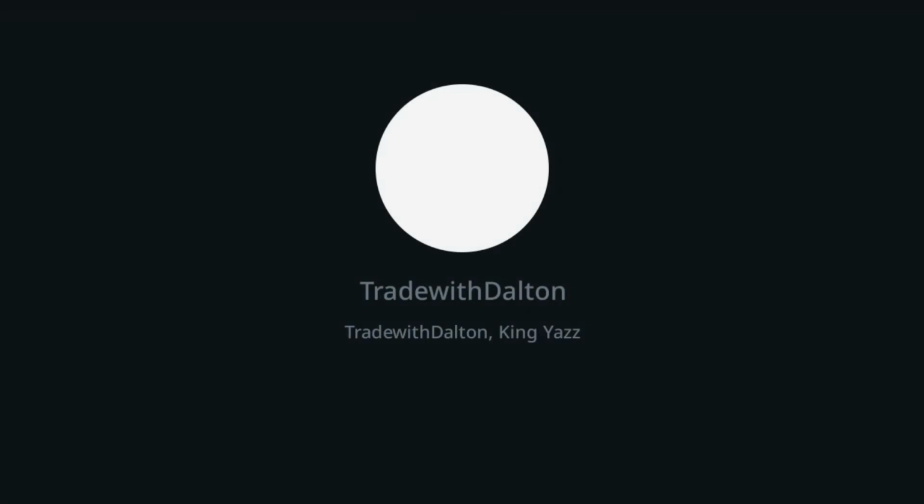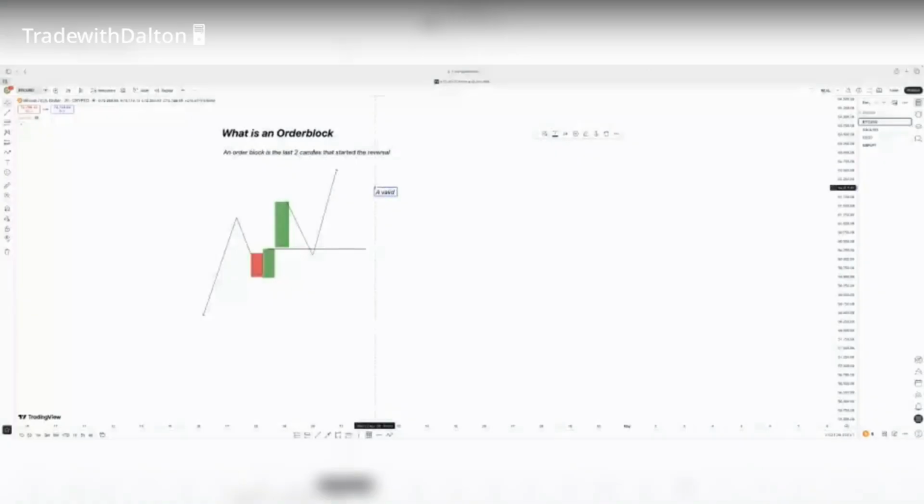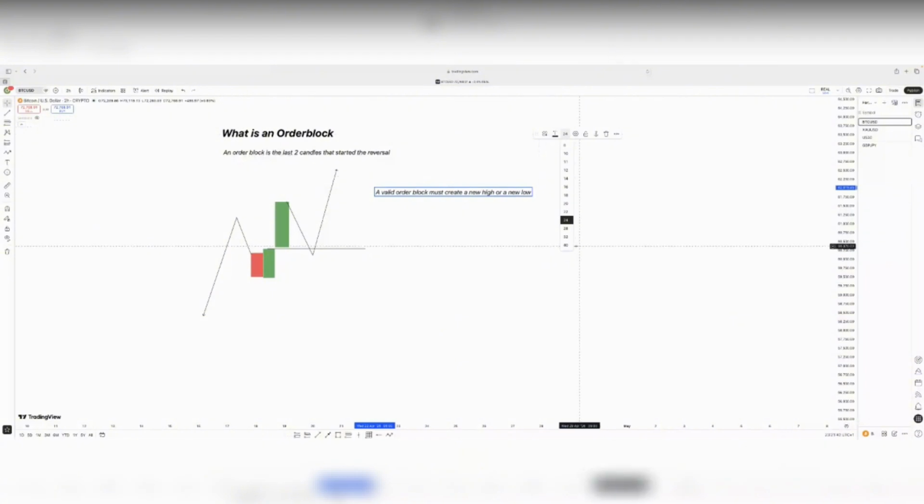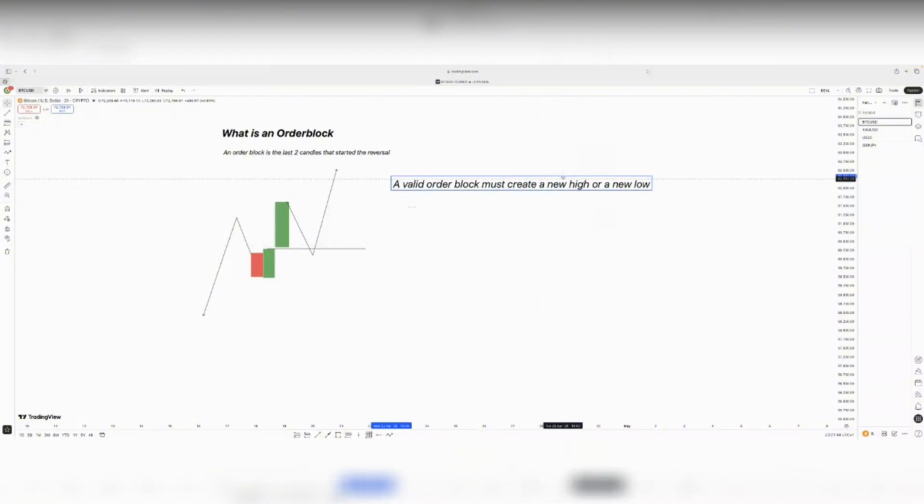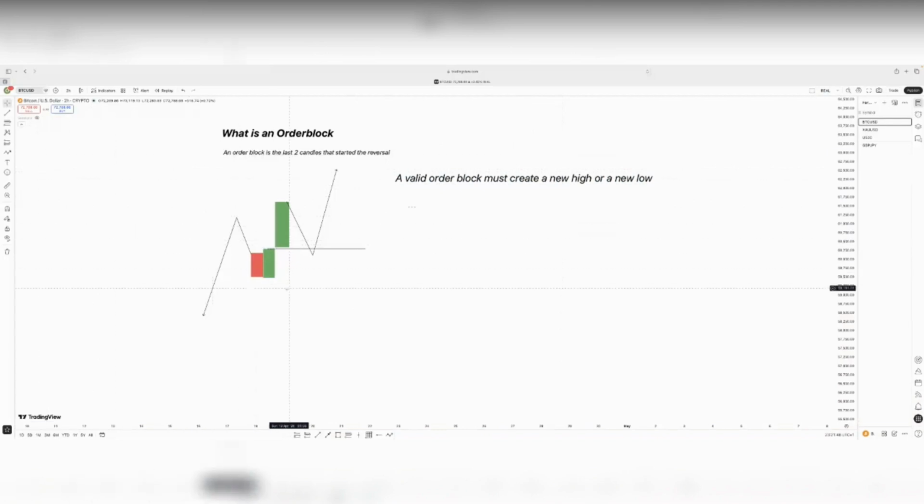Now, a valid order block must create a new high or a new low. I make this big on purpose. The reason this order block is valid is because it creates a new high.